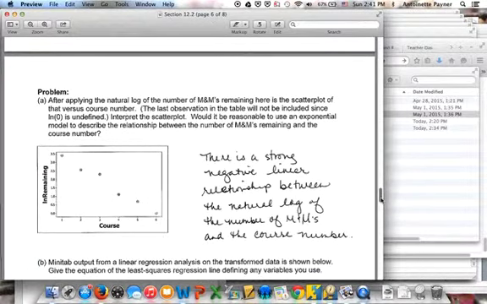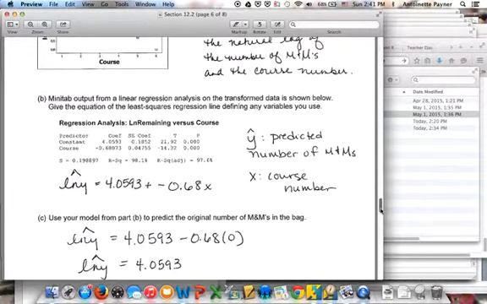To do the exponential model, they take the natural log of the number of M&Ms remaining. You can always figure out what transformation was done by looking at a graph. So it's the natural log of the remaining versus the course, the bag dump that you're on. And now you can see there's a strong negative linear relationship. Here's the Minitab output. They took the natural log of the M&Ms, so that's the y. And there's the slope, there's the intercept. You can use that to do a prediction.